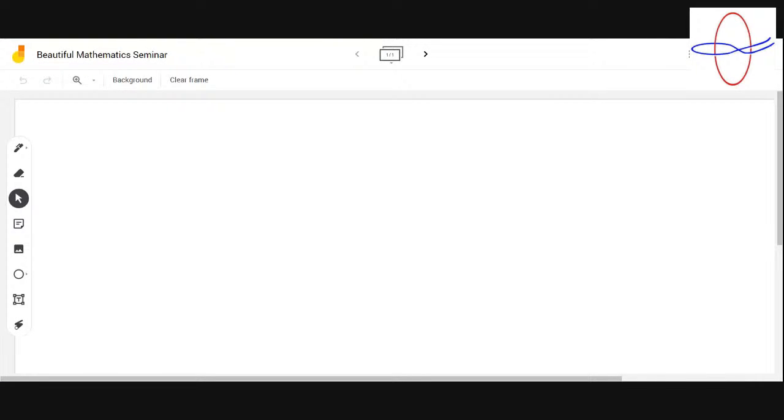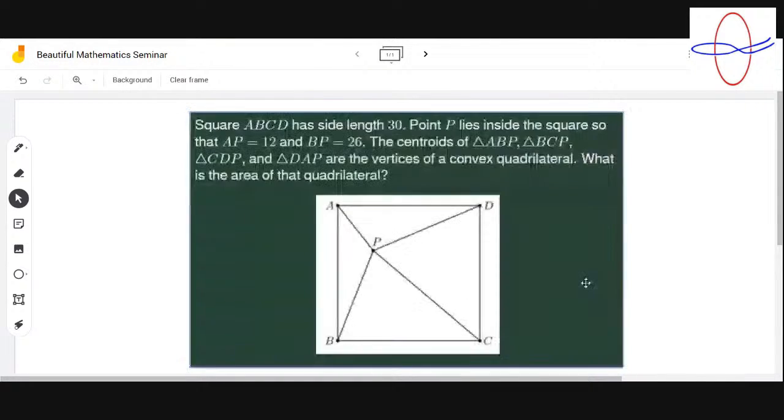So here it comes. Beautiful mathematics seminar. Okay, so the first problem for today, let's see what's there for the first problem. Oh, it's a geometry problem. Good. Let's do some geometry. Yes, so let's write it down. Can all of you see the screen, guys?